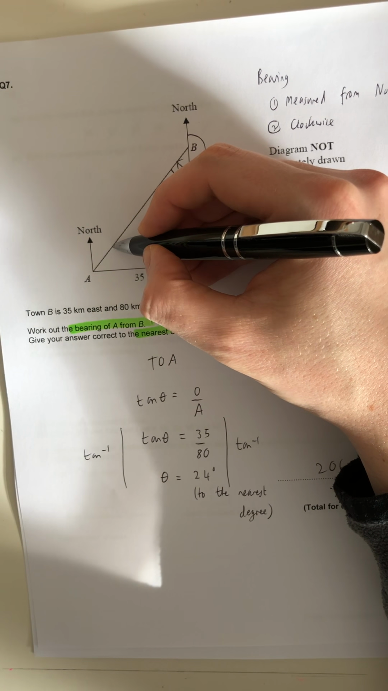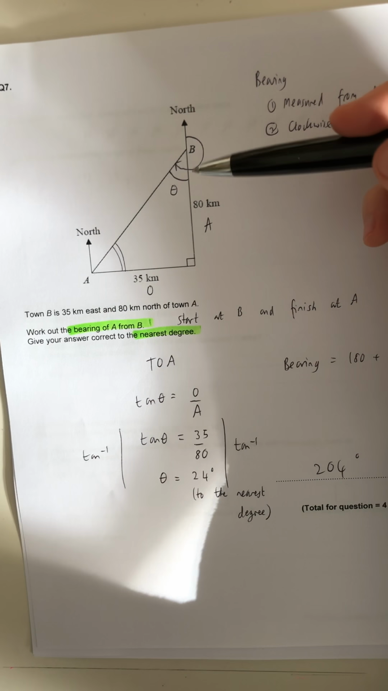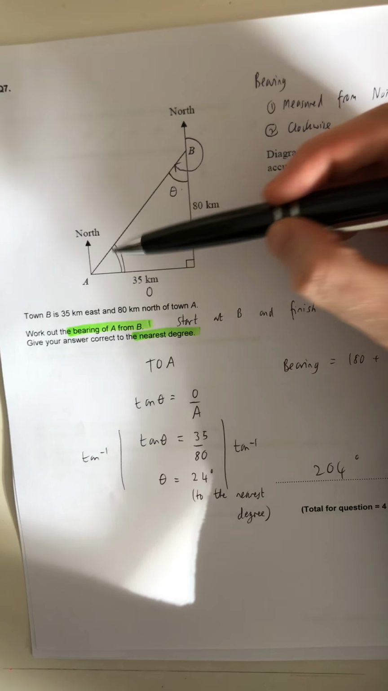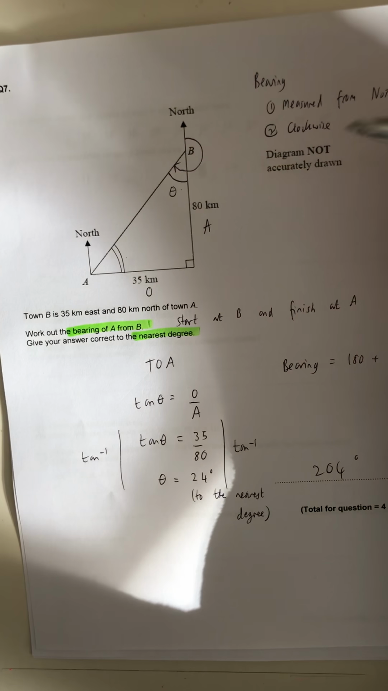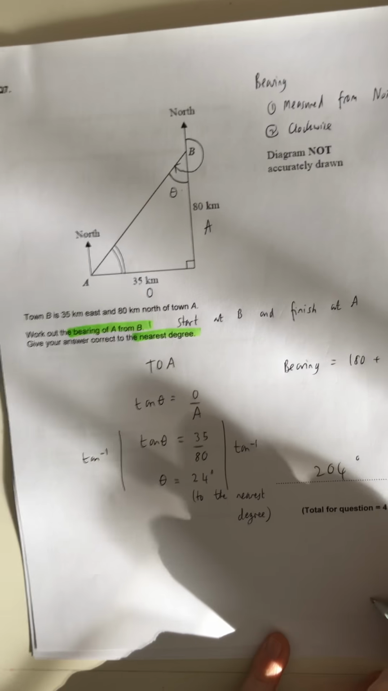Now some of you worked out the wrong angle, i.e. this one, and to be fair you get 3 out of 4 marks for either working out this top angle or this bottom angle. But the bearing itself is the one I've drawn in there. So that's out of 4.